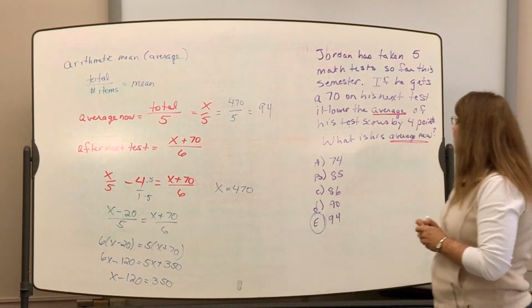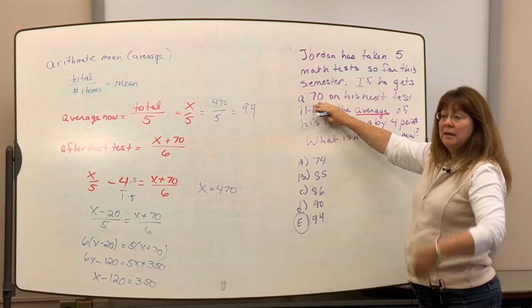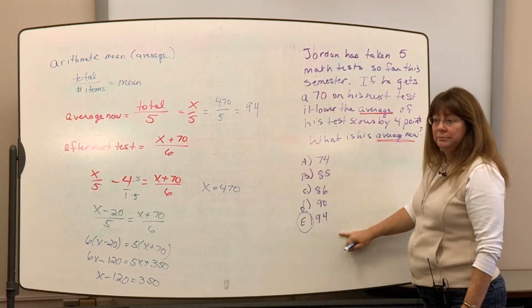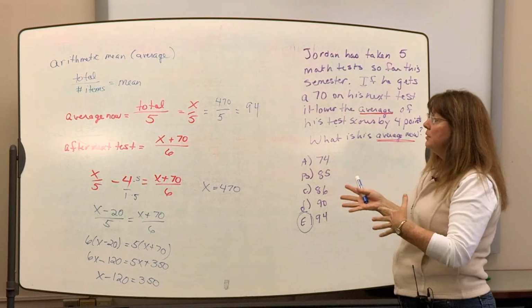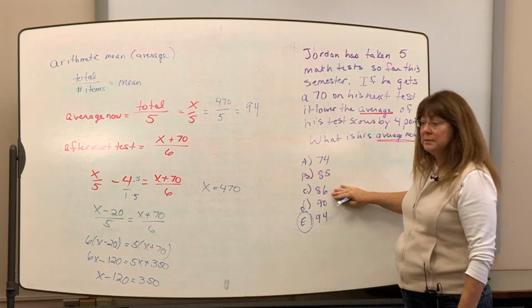Now, you know he has a higher average. If his score is going to drop when he gets a 70, his average has to be higher than 70 to start with. But all these values are higher than 70. You can do it without doing the algebra, but then you would want to take a look at each of these problems, put it in.